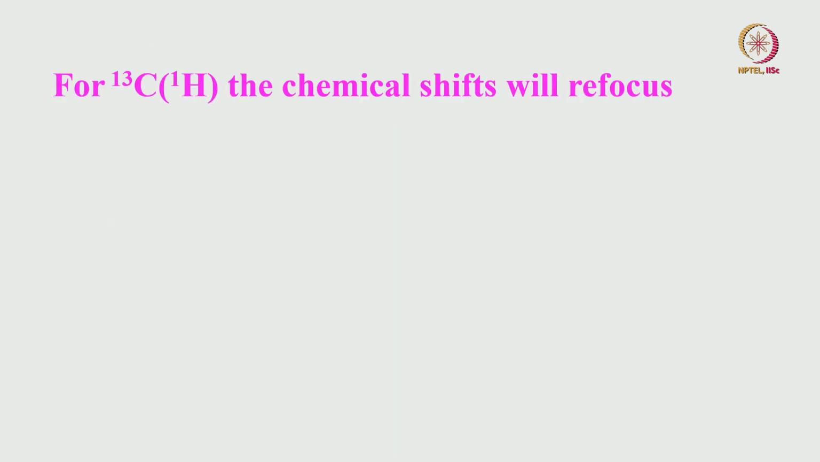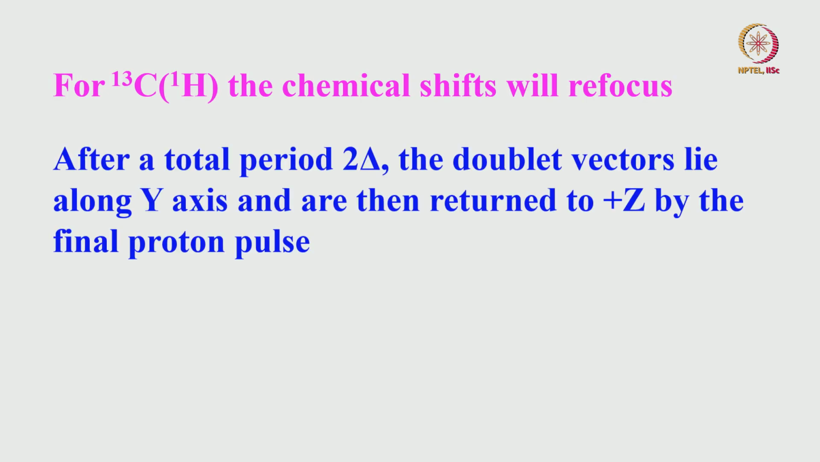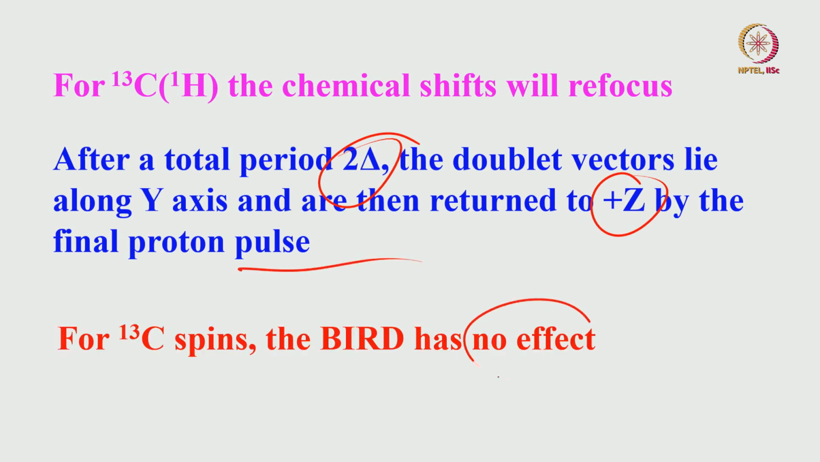This is what happens. And for carbon 13 attached to proton, chemical shift will refocus, and after a total 2 delay, the doublet vector comes back to the z axis. By the final proton pulse, we can start detecting. Okay. And for carbon 13 spin, BIRD has no effect; only the proton attached to carbon 12 gets inverted. So with this I told you how the BIRD works and everything.